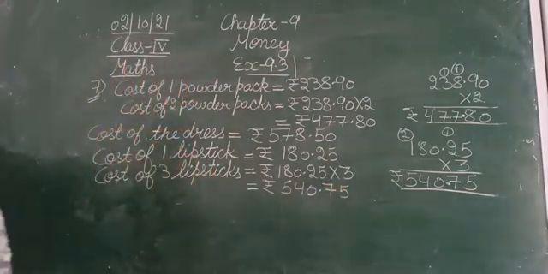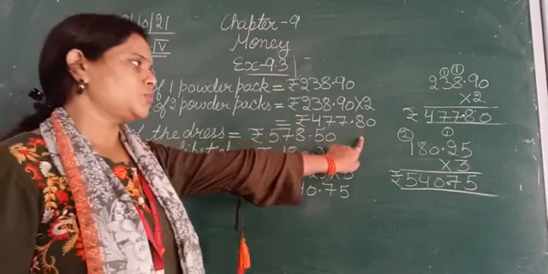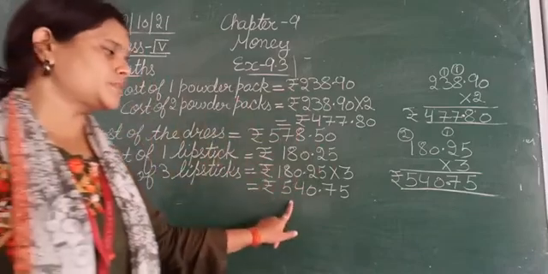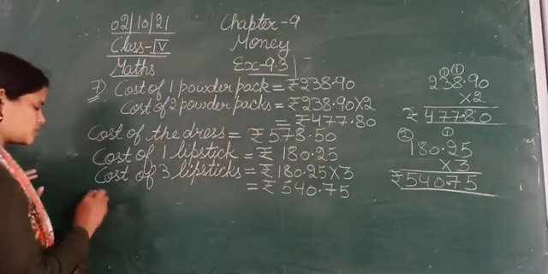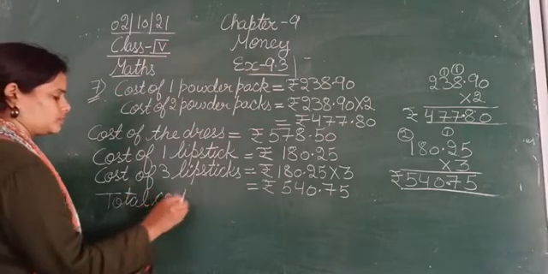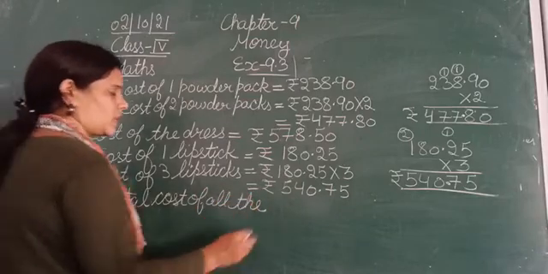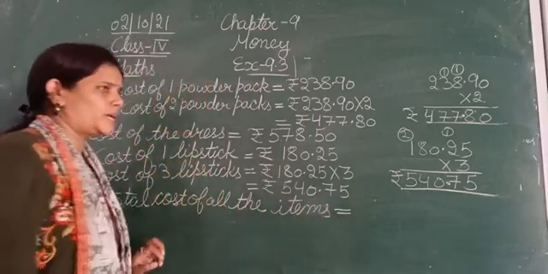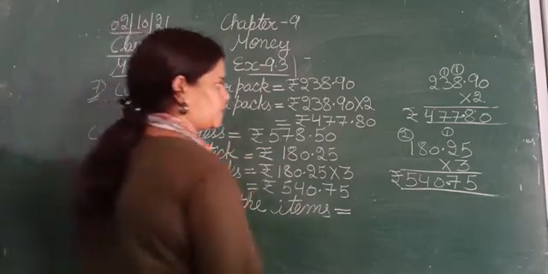So now we have calculated the amount of all the items that she had purchased. The cost of 2 powder packs is 477 rupees 80 paisa. Cost of the dress is 578 rupees 50 paisa. Cost of the lipsticks is 540 rupees and 75 paisa. Now what we need to calculate is the total cost of all the items that she purchased. So let's add them all.